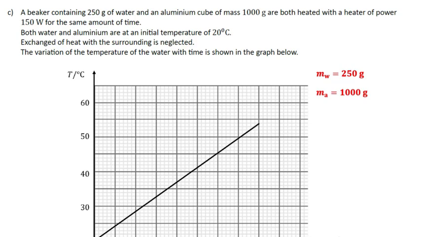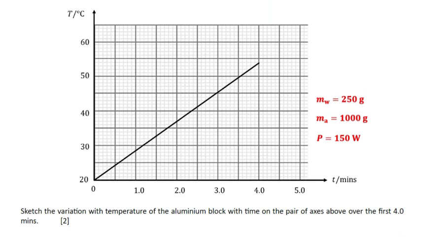The power of our heater is 150 watts. Alors, l'énergie dont nous avons besoin pour l'aluminium, Q égale 150 fois 4 fois 60, qui égale 36 000 joules. Alors, si nous donnons 36 000 joules, alors nous appliquons au bloc d'aluminium. Alors, Q is equal to mass of the aluminium multiplied by the specific heat capacity of the aluminium multiplied by the increase in temperature. So the heat given to the aluminium is 36,000.